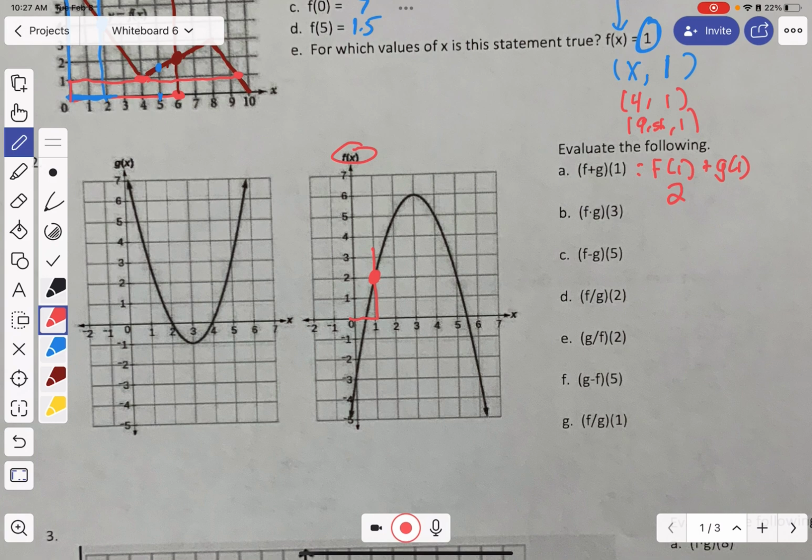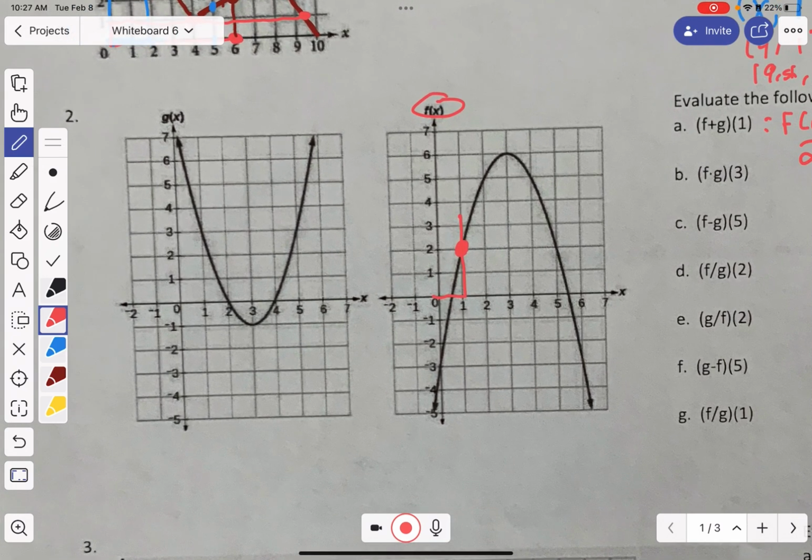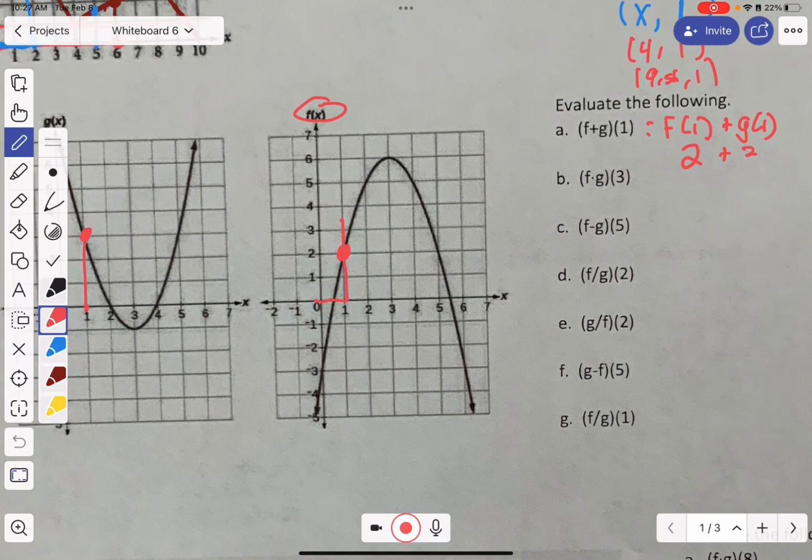Now I have to find g of 1. So I go over to the g function. Go over 1, go up 3. So g of 1 is equal to 3. 2 plus 3 is 5, and that's your answer. Really doing the same thing we did up above. You just need to watch what graph you're using and make sure you use the correct graph. In this case, g of x is the first one, f of x is the second one.